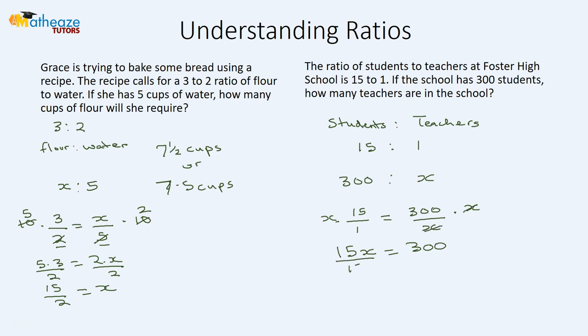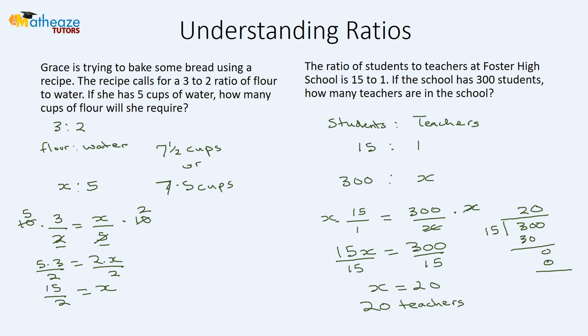So now we divide both sides by 15. If you put this in a calculator, or simply put 300 divided by 15: 30 divided by 15 is 2, 2 times 15 is 30, we bring down the 0. So x is equal to 20. So the school has 20 teachers. This is how you can use ratios to solve real world problems.